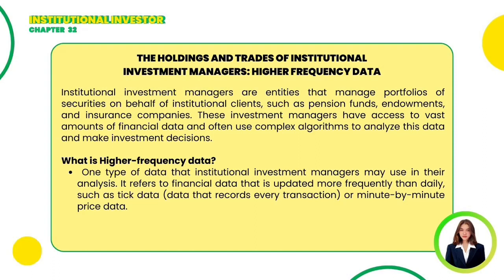There are several ways in which institutional investment managers may use higher frequency data in their holdings and trades. One common approach is to use this data to identify short-term market trends or anomalies. For example, if an investment manager notices that a particular stock is experiencing a surge in trading volume, they can use this information to make a short-term trading decision.